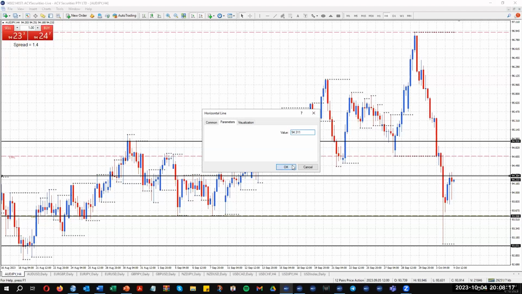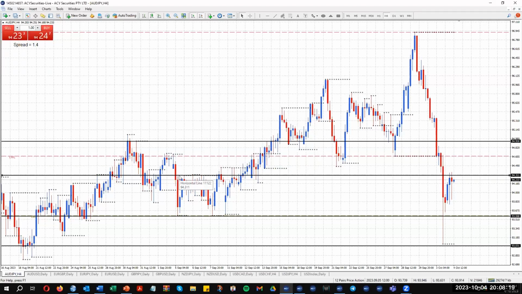Now, you might ask me, why am I using that top rather than that top? Well, I'm using that one because this one just false broke. I mean, I could use that one, but because that false broke, next time price comes up, it may only come up to that one. And you can see here, it false broke and then it came up to that level.